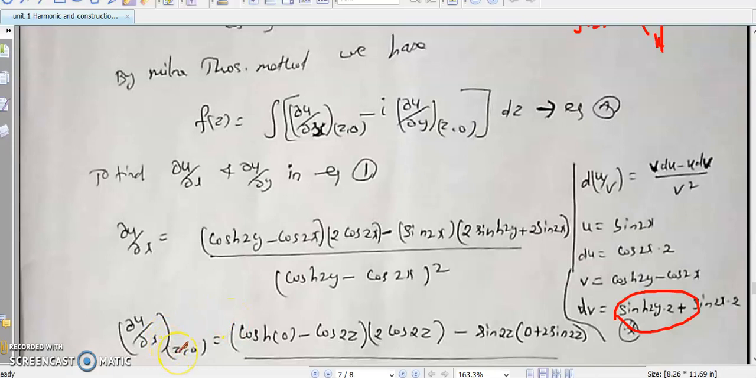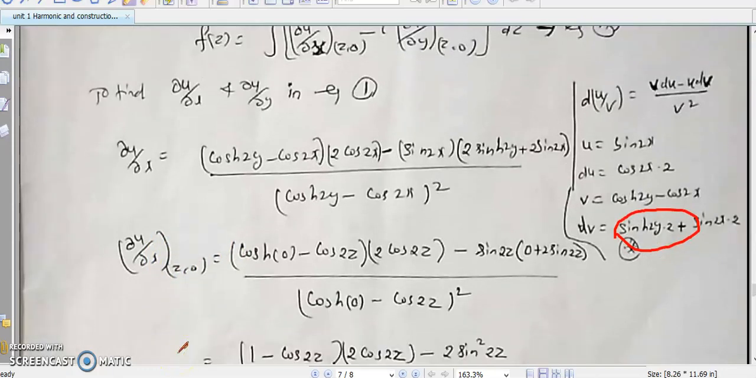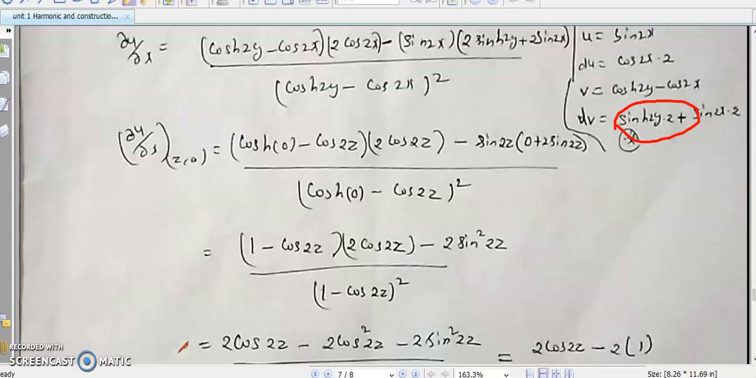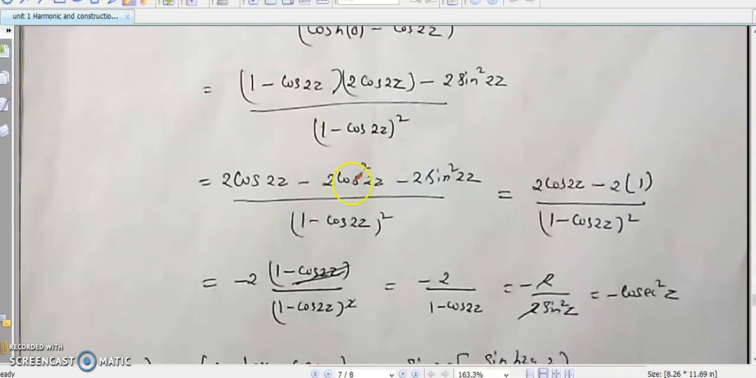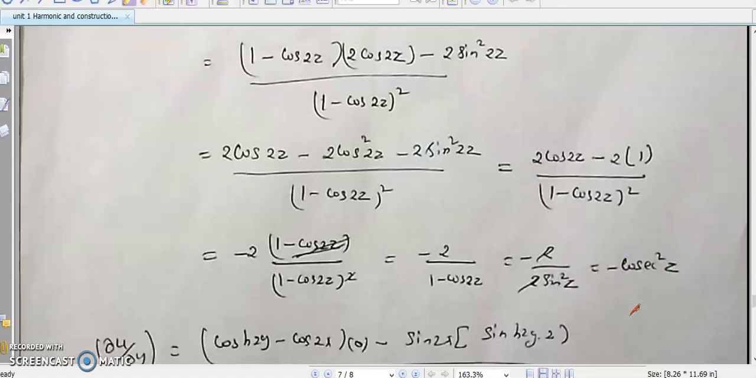Next put x equal to z, y equal to 0 here. So we get these formulas: 1 minus cos 2z, and 2 times cos 2z minus sin square 2z, divided by (1 minus cos 2z) whole square. Next, taking 2 outside, cos square 2z plus sin square 2z is 1. So taking minus 2 outside, we get 1 minus cos 2z divided by 1 minus cos 2z, cancelling 1 power here. So minus 2 divided by 1 minus cos 2z, cancelling 2, 1 by sin square is minus cosec square z. So one value we find here.